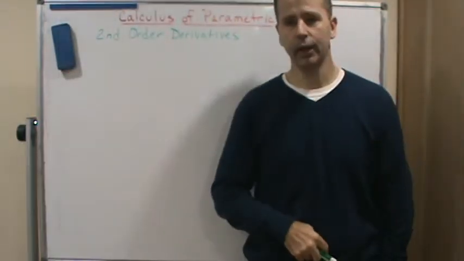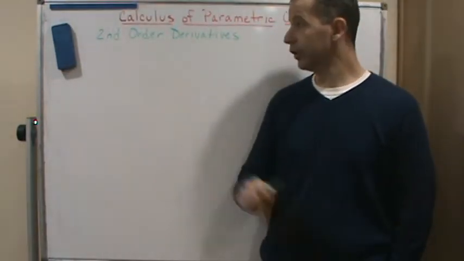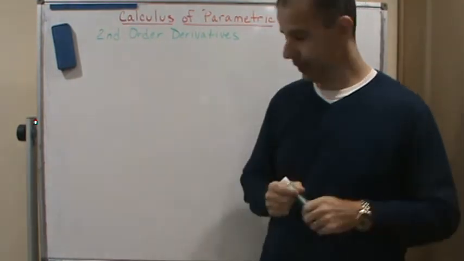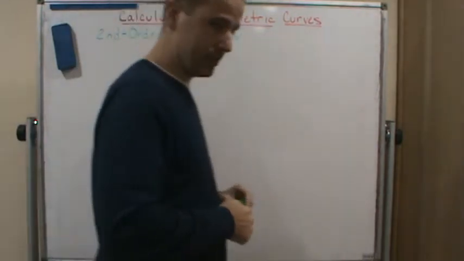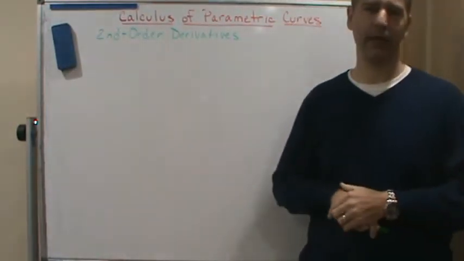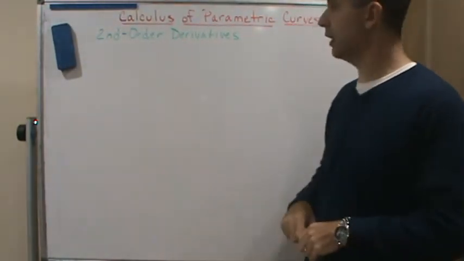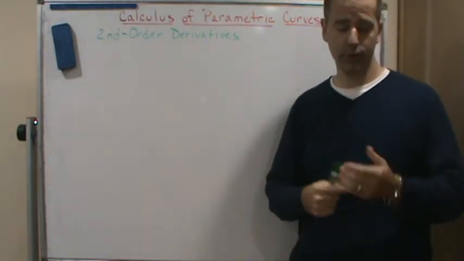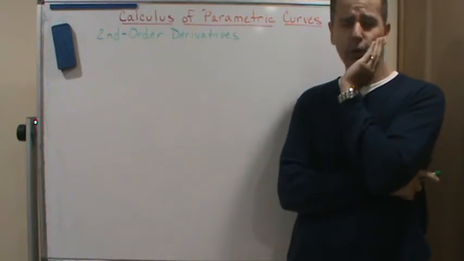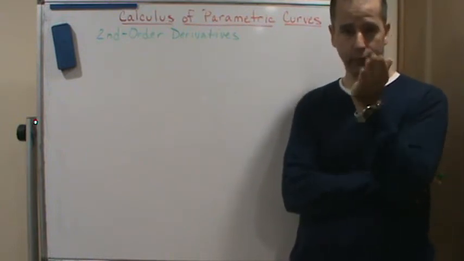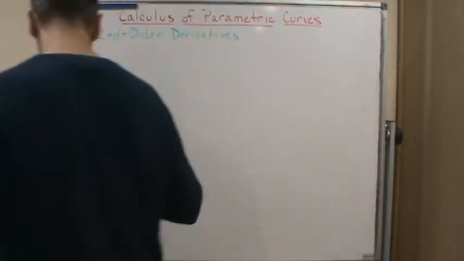Okay, so welcome back. Now what we're going to do is talk about second order derivatives today. We know the first order is the first derivative. We're going to talk about first order derivatives of parametric curves or parametric equations. Before we do that, let's go back to the first order derivative of parametric equations. So how do we get there?